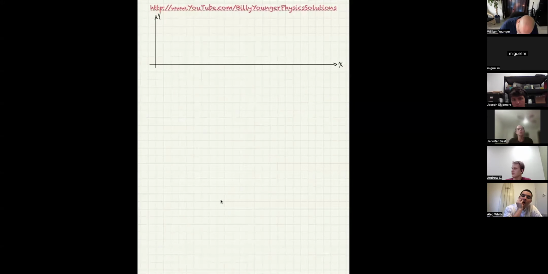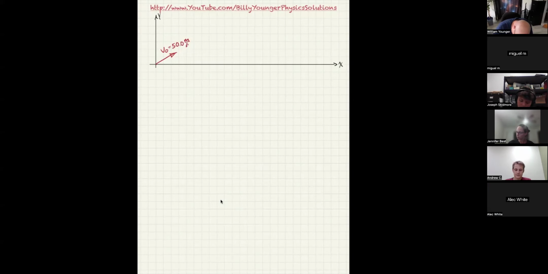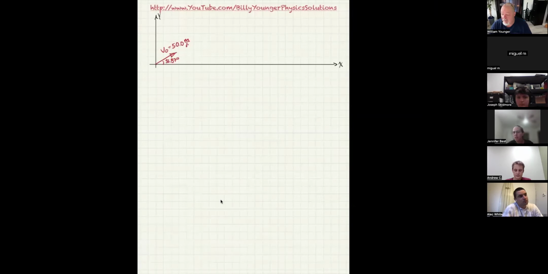So what we're going to imagine is that there was an initial velocity vector V0 equal to 50.0 meters per second, and it was fired at 36.87 degrees above the horizontal. And I'm going to assume the ground between here and where it lands is exactly level. I'm also going to assume that air resistance is negligible.